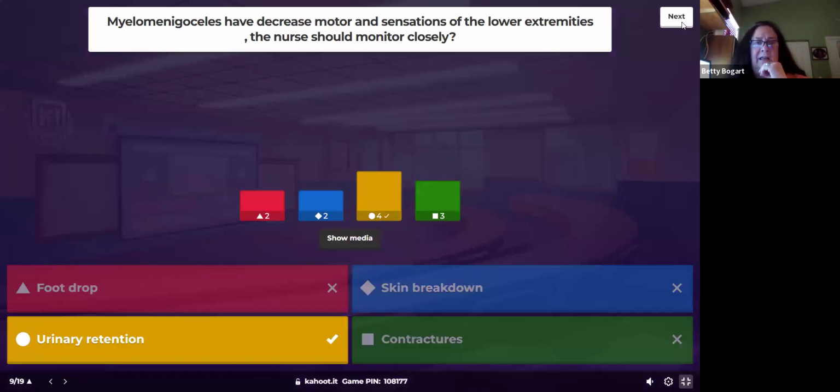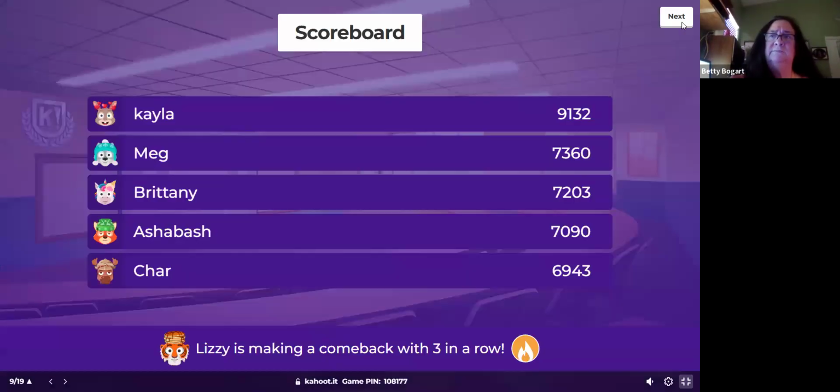So the big thing that we really need to be concerned about is urinary retention, also constipation, right? Because you don't have the feeling there, you don't feel it. So it really needs to be monitored closely.